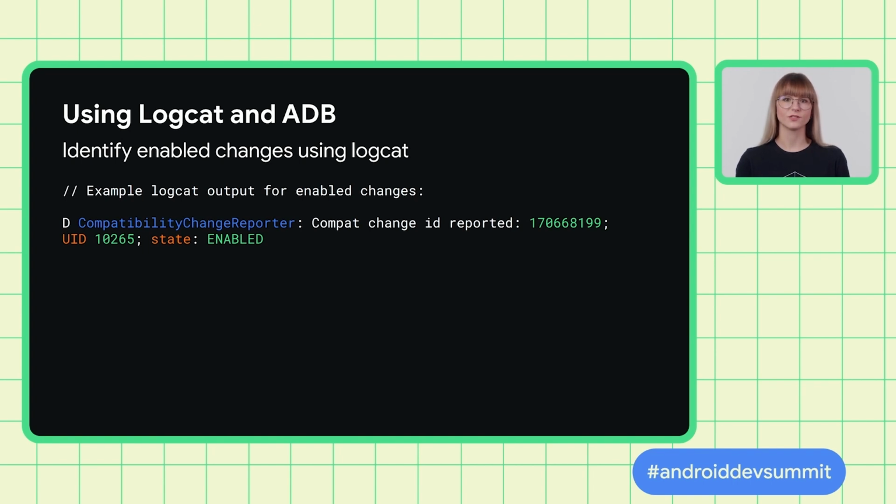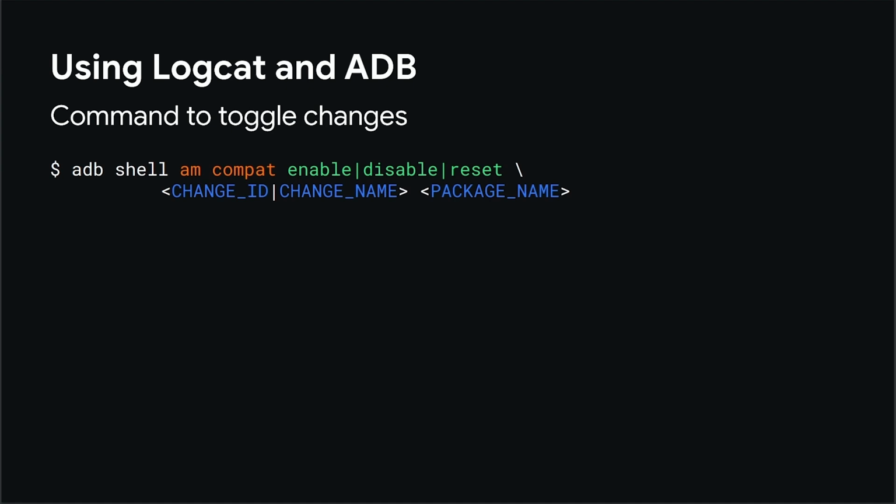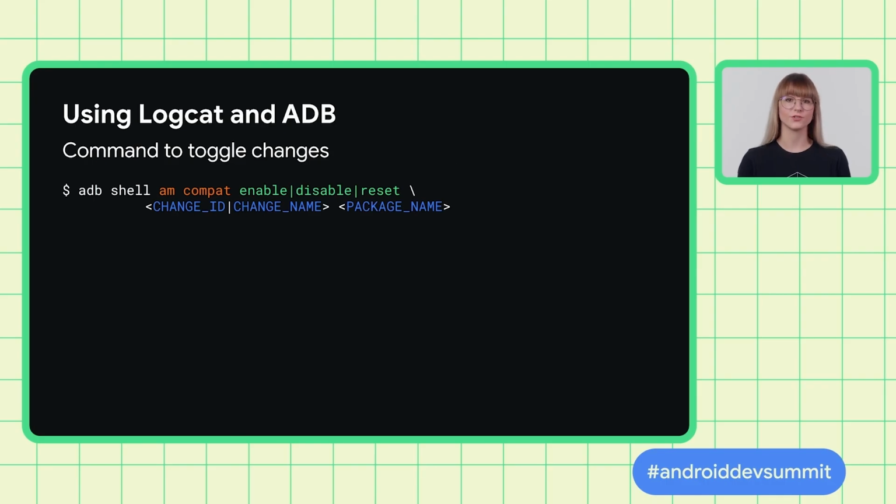For each behavior change, the first time your app calls the affected API, the system outputs a Logcat message like this. You can identify all compatibility changes known to the system and their current overrides using the following ADB command. Each change in the list has a name, a change ID for reference, and whether it's enabled or disabled. The ADB command can also be used to toggle changes on or off for a certain package. No need to change the target SDK version or compile your app for the basic testing. The Android platform will automatically adjust its internal logic.